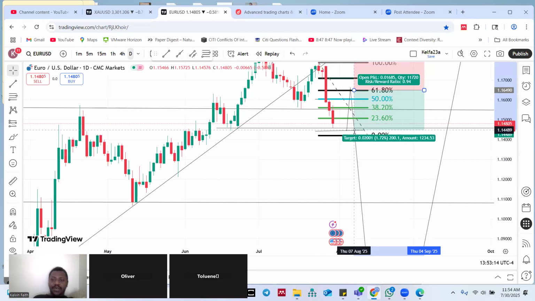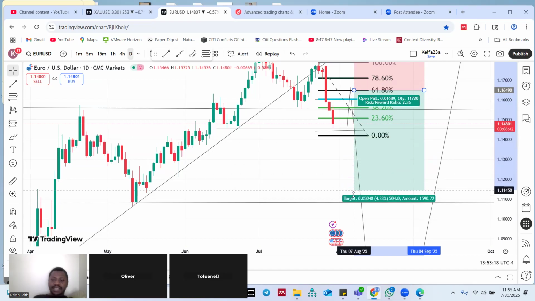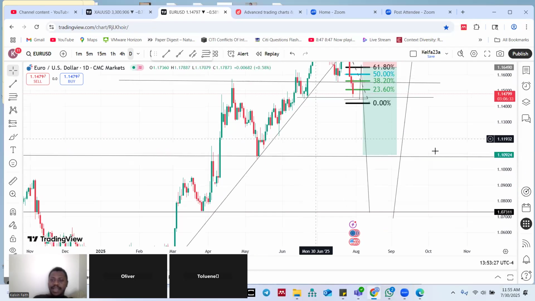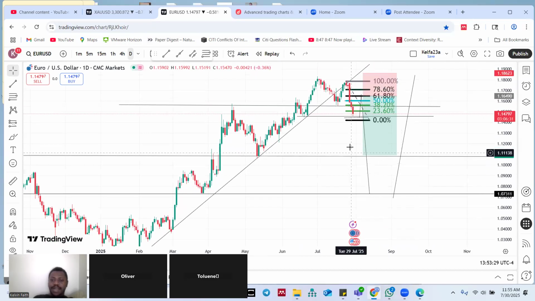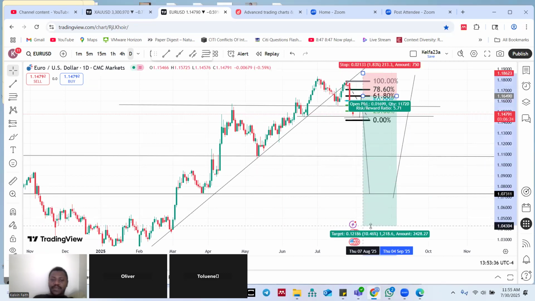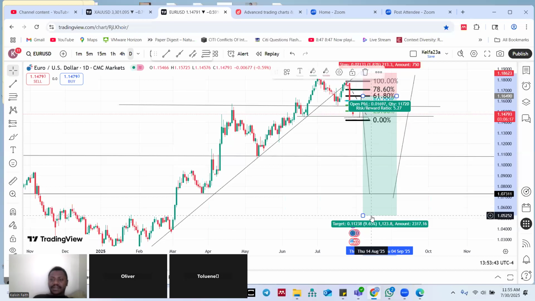Targeting first the low here as TP1, and second, we might target the previous reference point, the all-time high low here, this area. And then from there, we might want to see if price is able to break this area, and then we might want to see price trading into 61.8% or deep discount.